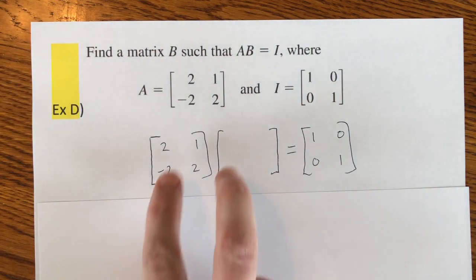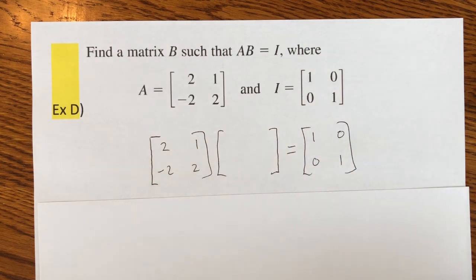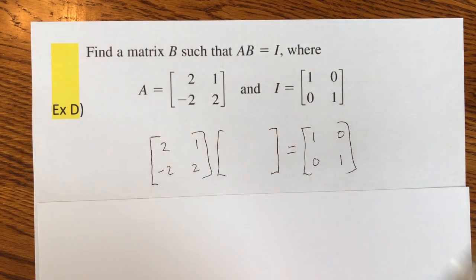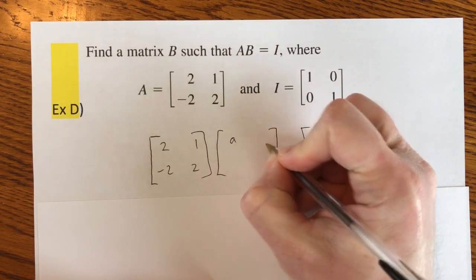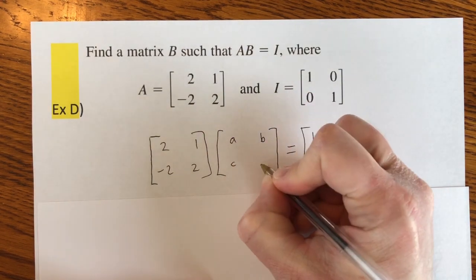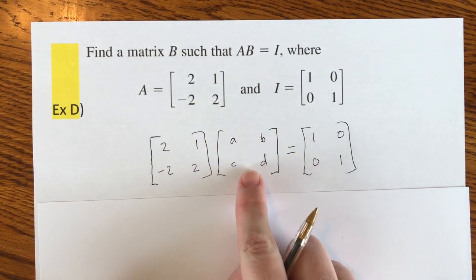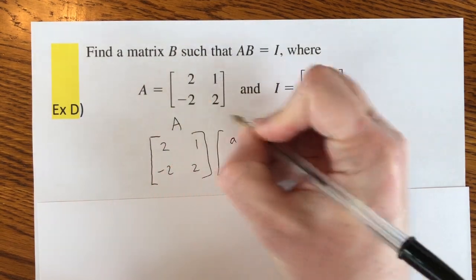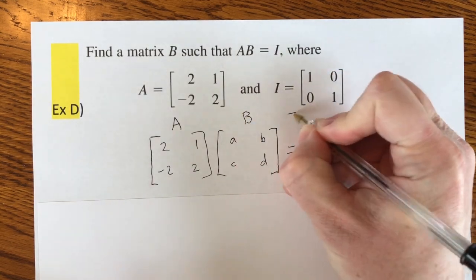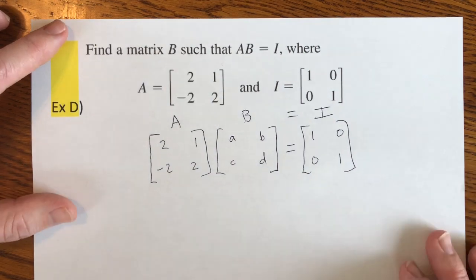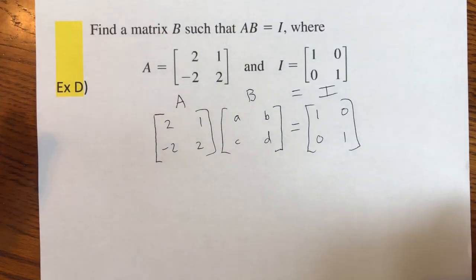Now, in order for the product here to be equal to this identity matrix, this will actually be called the inverse of matrix A down the road, but we'll talk about that formally in the next section. All we have to do now is think. Let's come up with just 4 variables that represent the 4 entries in matrix B. So this is A, this is B, and it must be equal to matrix I.